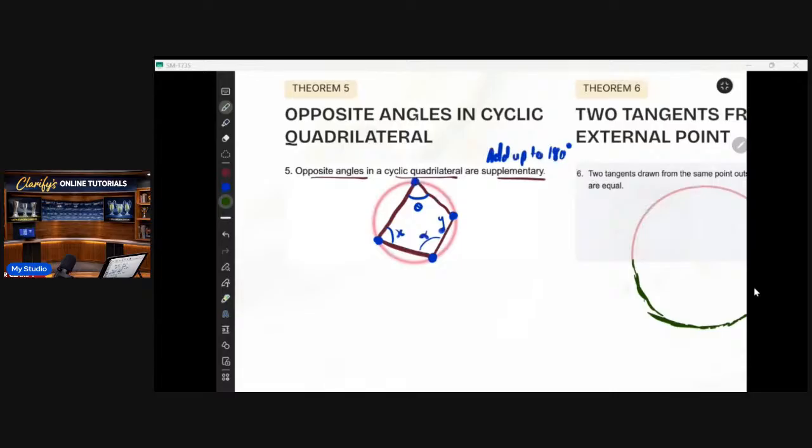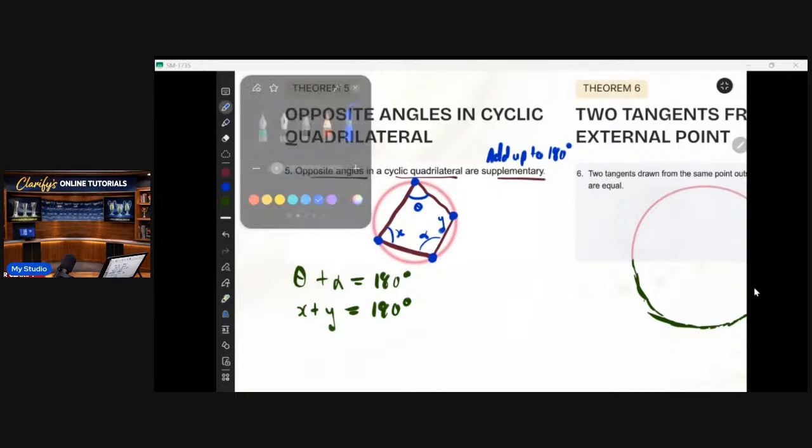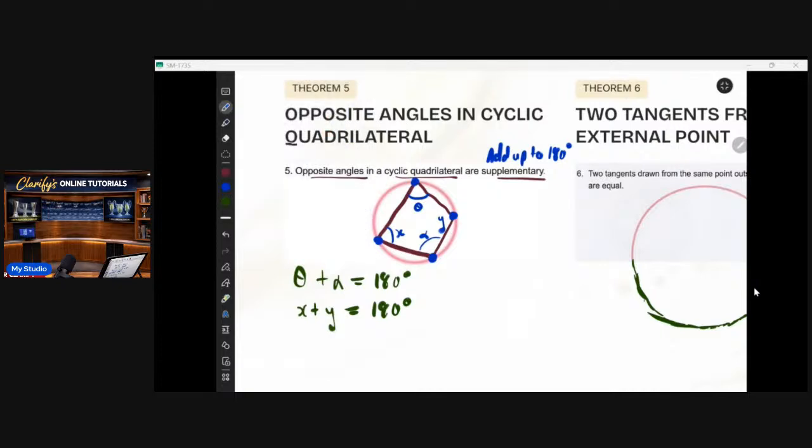They add up to 180 degrees. This is a rule. So you'd say theta plus alpha gives us 180 degrees. Then x plus y also gives us 180 degrees. Don't forget this one. These are easy, students. We can do this in no time at all.